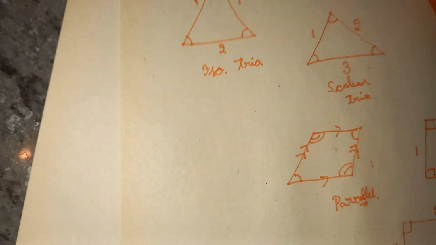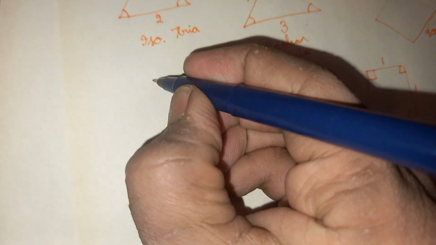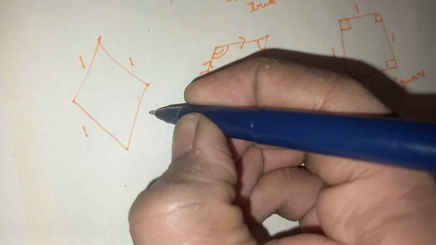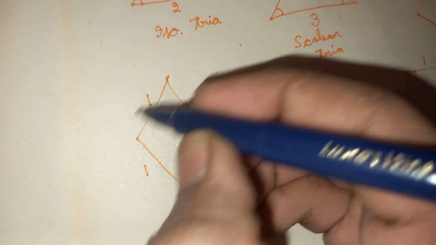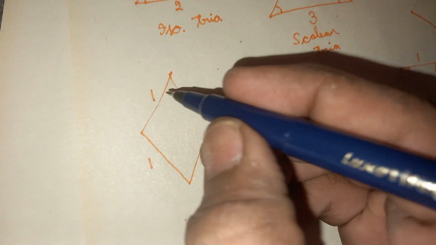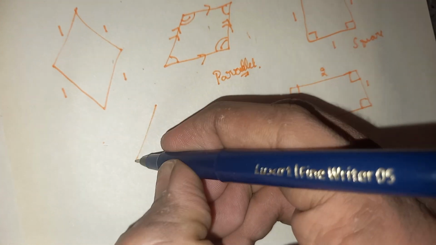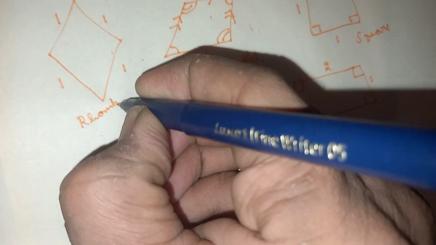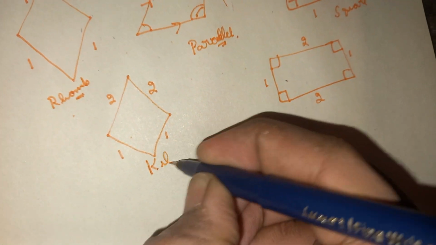You get one more type of quadrilateral, which is known as a rhombus. In this rhombus all four sides are equal. The angles will be different, only opposite angles will be equal, but all sides are equal. In the same way, in a kite, the below two sides are equal and the above two sides are equal. This is a rhombus, and this is a kite.